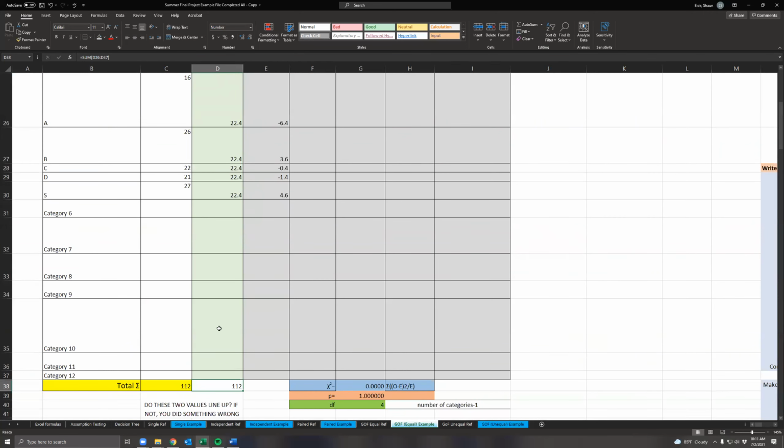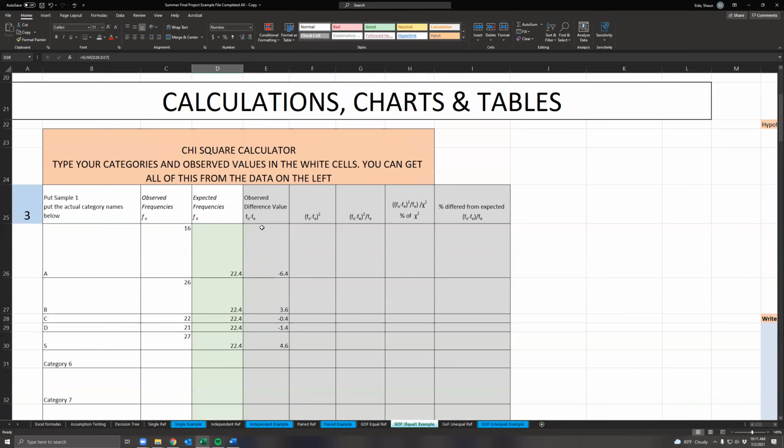Okay. So frequency observed minus frequency expected. This right here is the observed difference value. It's the difference between the observed and the expected value. Next, frequency observed minus frequency expected, squared. This is going to make it positive. Okay. So now we've got the squared value.